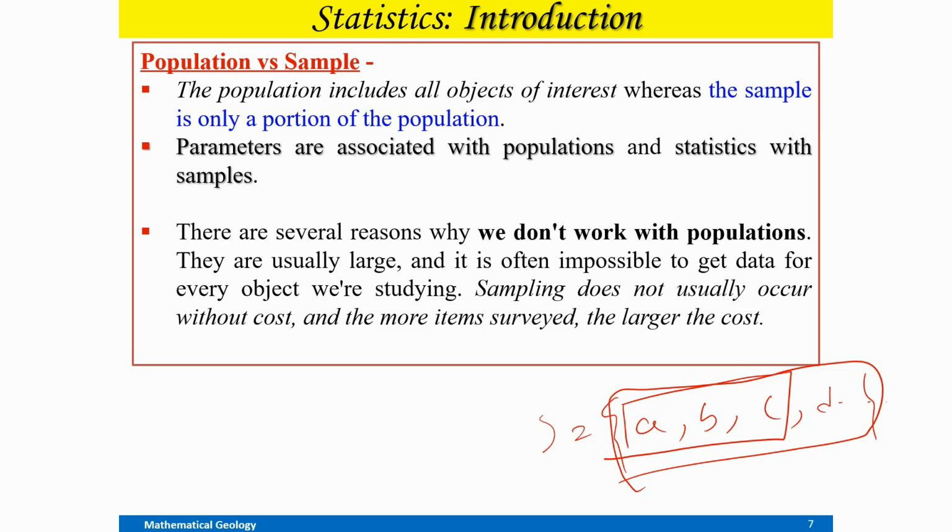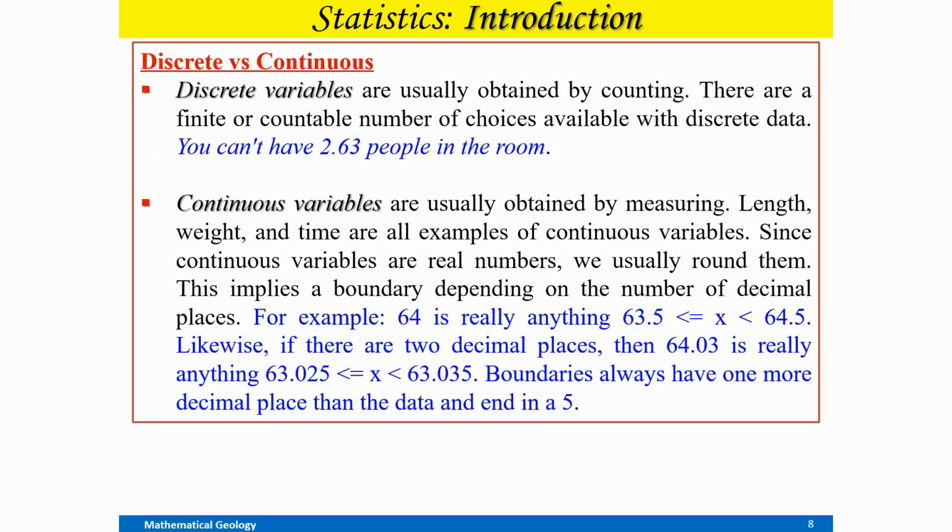Okay, so sampling should be chosen in such a way that it represents the entire population. Okay. So parameters are associated with the population and statistics generally with the sample. So when I will be talking about statistical terms, when I will be talking about the distribution, I will be using the sampling.